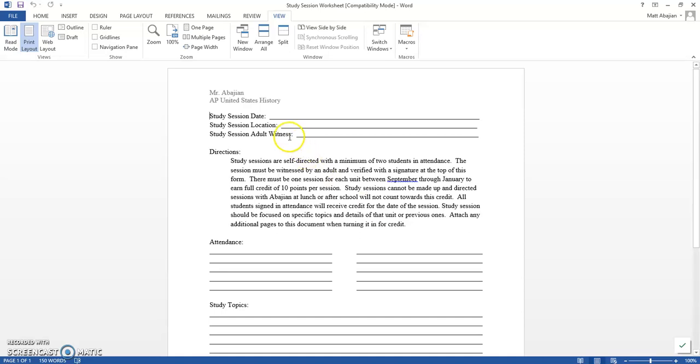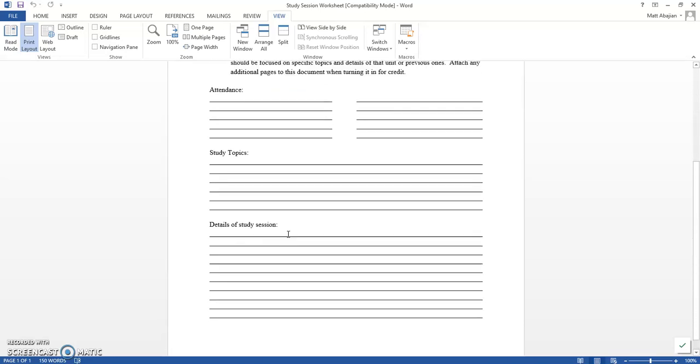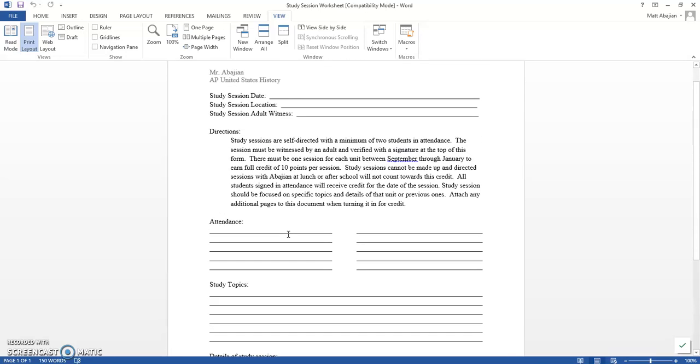filling in this study session sheet with the date, location, having a signature of an adult witness, tell me who was there, what you studied, what you detailed. And essentially, it's forcing you to come together to study with one another. And you're going to find the best learning is going to take place when you're helping each other out. And it's going to develop our classroom community. This is the pinnacle. This is what studying is all about, being together, to be able to rely on each other.